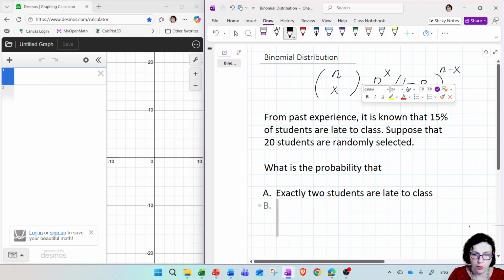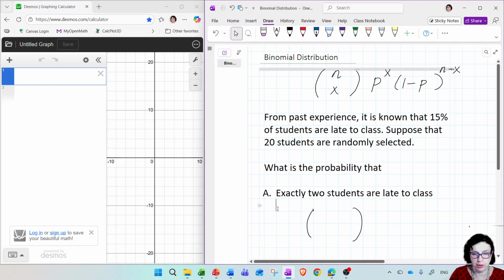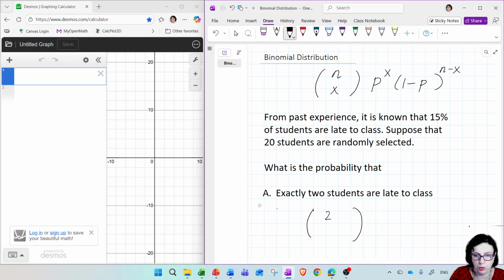First, we're going to start with n. n is your total number of trials, meaning the total number of students you have. So that's going to be 20. Then x is how many students you want to be successes. In this case, success, quote unquote, means the student is late to class. So that's going to be 2, right? Because we want 2 students.